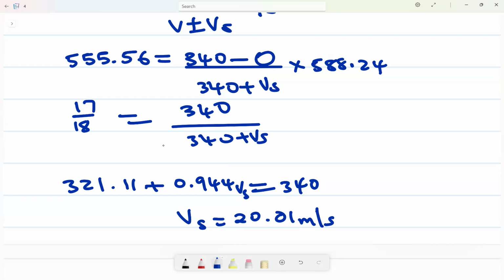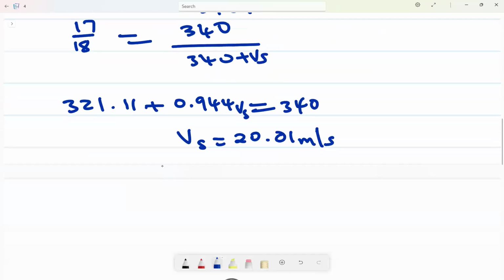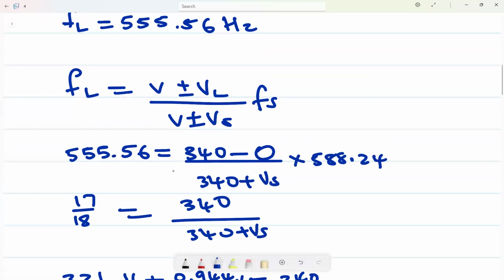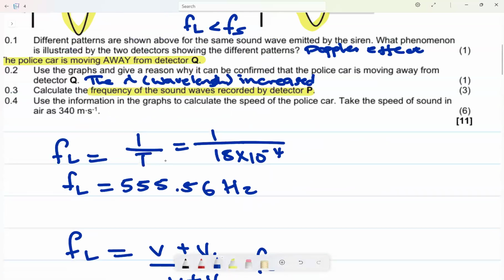Let me try to do that quickly. 340 multiplied by 588.24 divided by 555.56. Then yeah, you might get 20 straight. Okay, so yeah, that is it for this question.